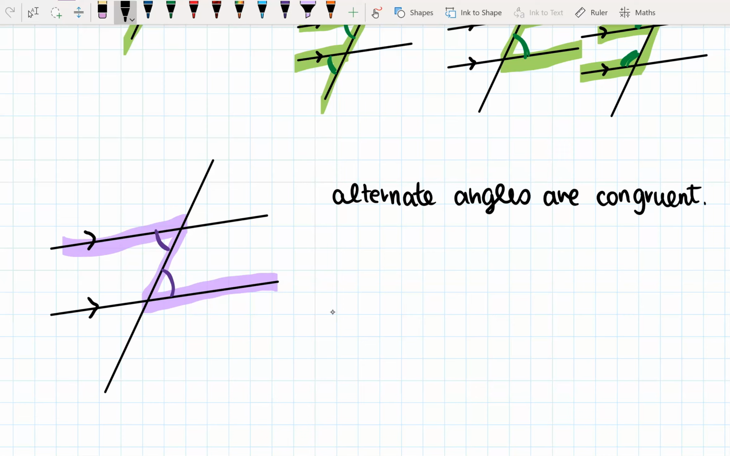Okay, and alternate, if you alternate something, it means that you've swapped it. You can see that the angle swaps from one side of the transversal to the other side. That's why we call it alternate angles. So alternate angles are congruent.